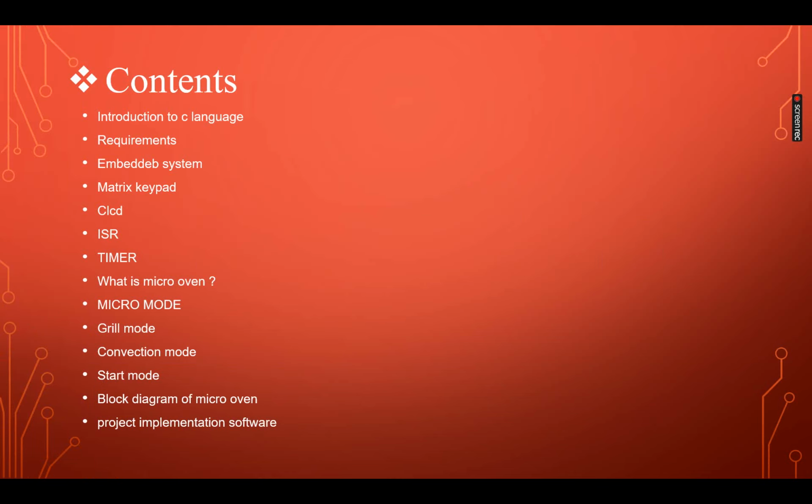In this project, in this PPT, the contents are introduction to C language, requirements to implement this project, embedded systems, matrix keypad, CLCD display, ISR, and timer. I will explain what a micro oven is. In this micro oven, there are different modes like micro mode, grill mode, convection mode, and start mode. At the end of the PPT, I will explain the block diagram of this project.